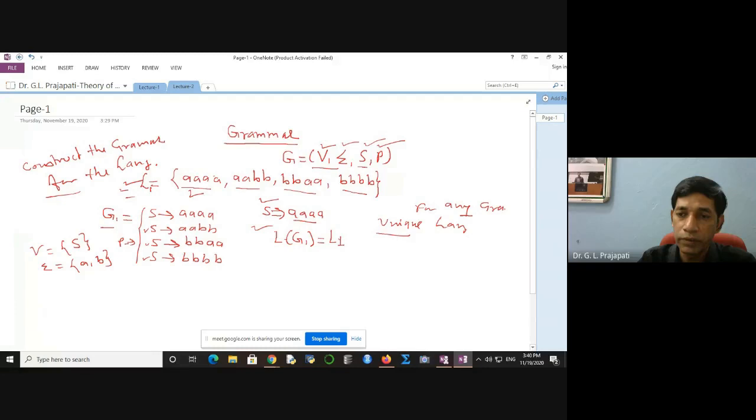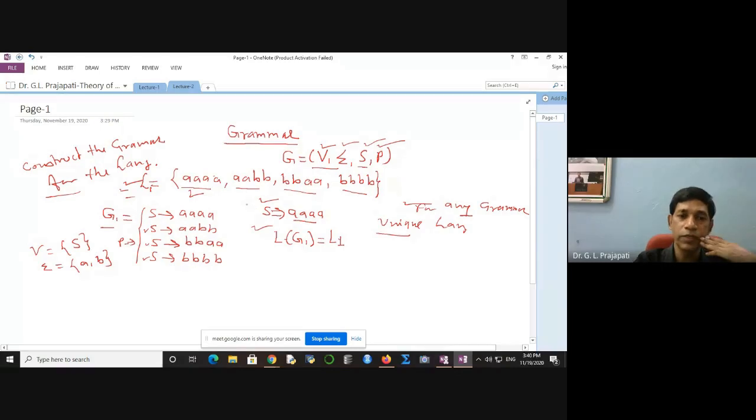Whenever you say this is the grammar for this language, it means your grammar must generate all the sentences of the language, and it only generates those sentences; no other sentences must be generated. So the language generated by the grammar is unique. The language represented by the grammar G1 is L1. So you can say that this is the grammar for this language.